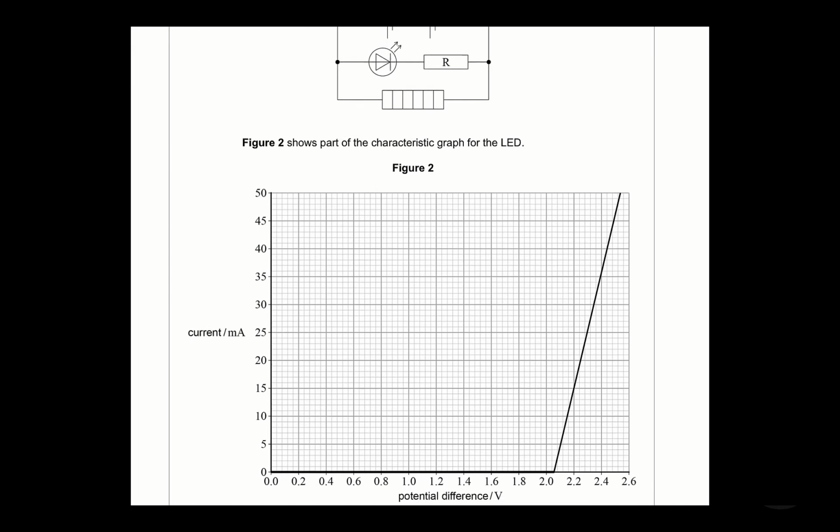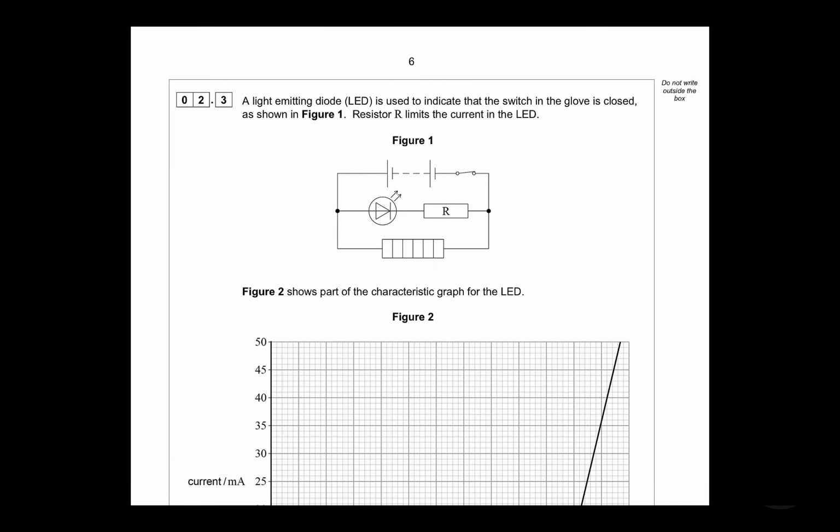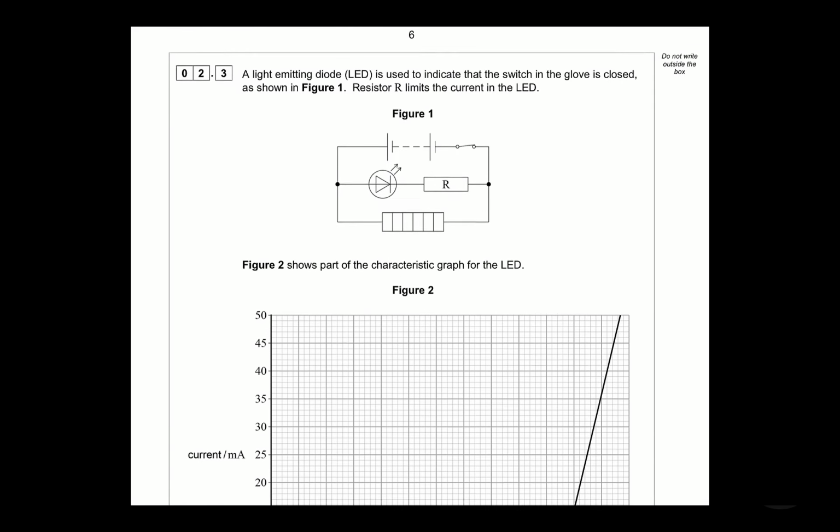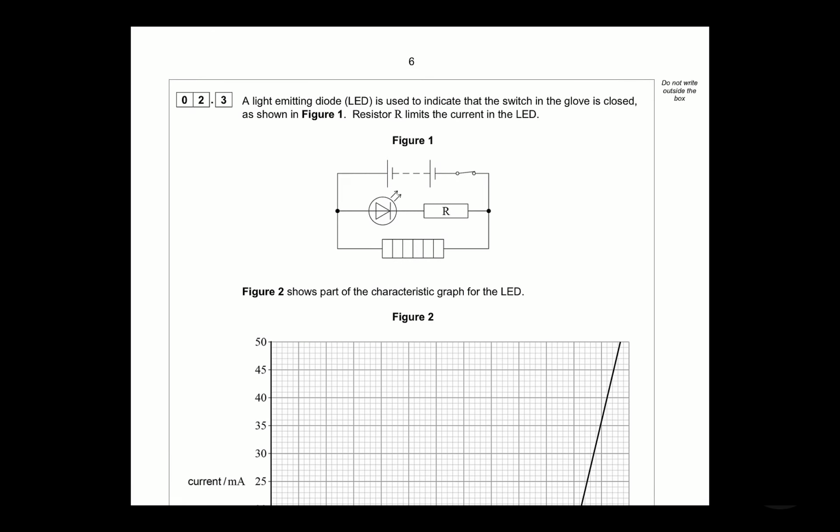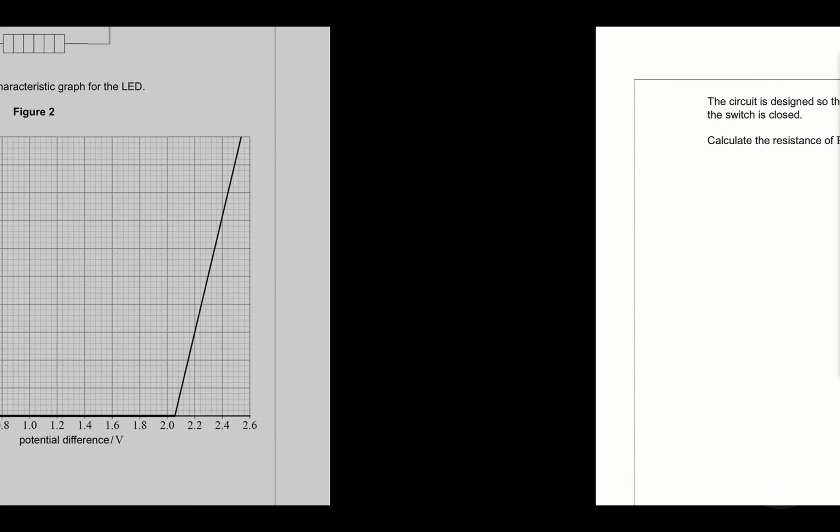Okay, so we've got a light emitting diode, and we've got a characteristic graph for said LED. The circuit is designed so that the potential difference is 2.25 volts. Calculate R. So, I'm going to go back to my diagram for this.